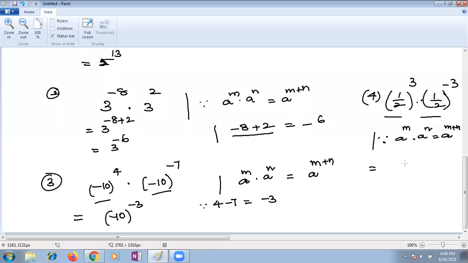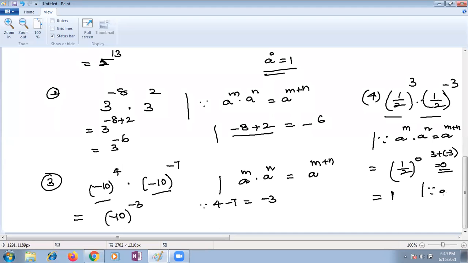What is the base here? 3 plus minus 3. Very good. What is 3 plus minus 3? Ma'am, 0. Very good. It's 0. Any number to the power 0 is 1, children. That law I didn't give you, but any number raised to the power 0, a power 0, is always 1. Since from this law we can write 1 by 2 whole power.